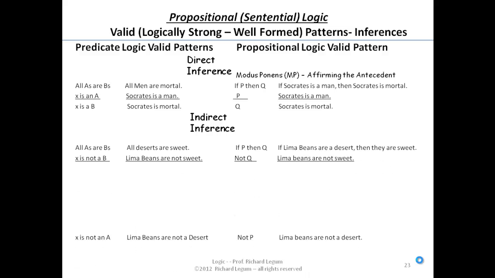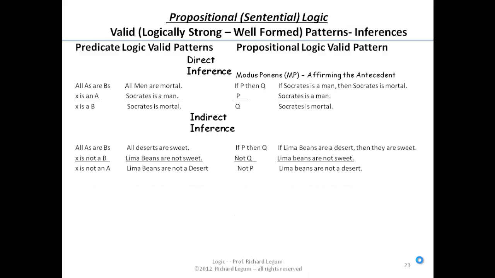Indirect inference. All A's are B's. X is not a B. Therefore, X is not an A, right? We put the negation in both the second premise and the conclusion, and we're moving from right to left, the opposite direction. Think of opposite, maybe that'll remind you of negative, like on a number line. All desserts are sweet. Lima beans are not sweet, therefore lima beans aren't a dessert.